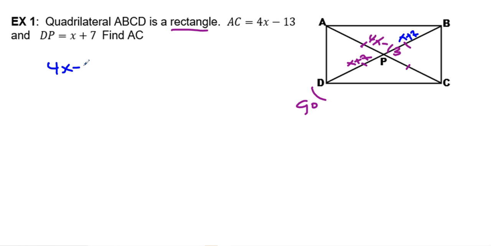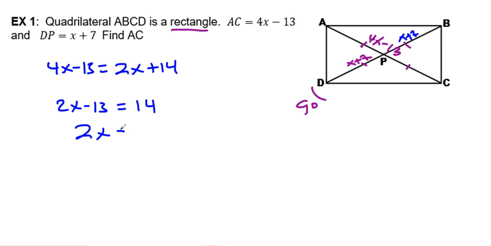So by setting this up, you've demonstrated knowledge of your definition. 2x plus 14. Subtract 2x. Get rid of that negative 13 by adding the opposite. So I have 2x is equal to 27. Looks like we're going to get a decimal here, which is perfectly fine. Half of 27 is going to be 13.5.